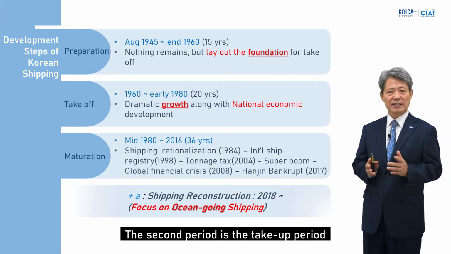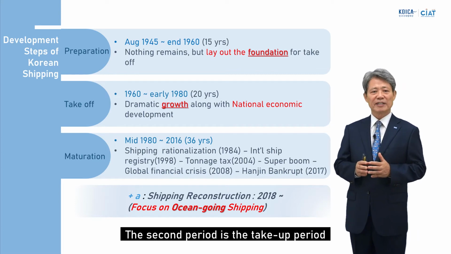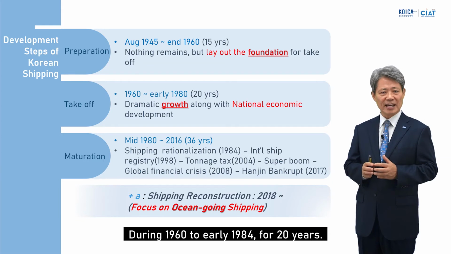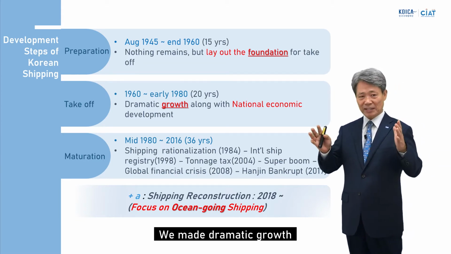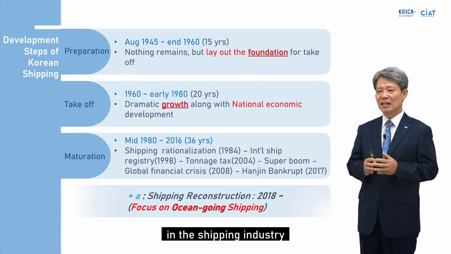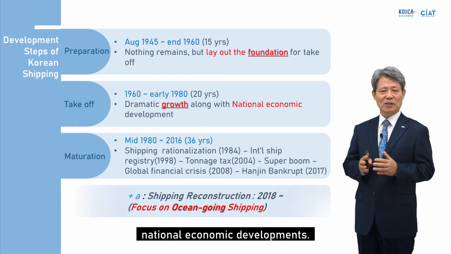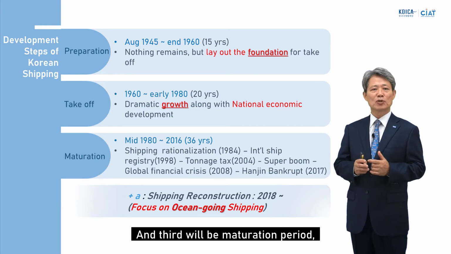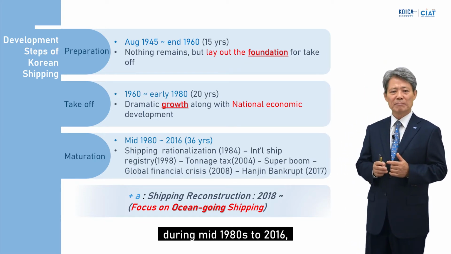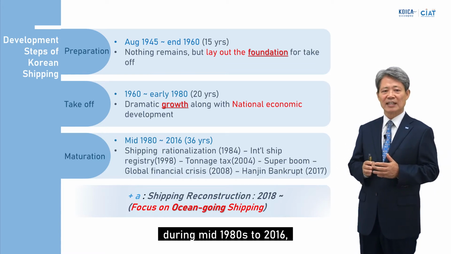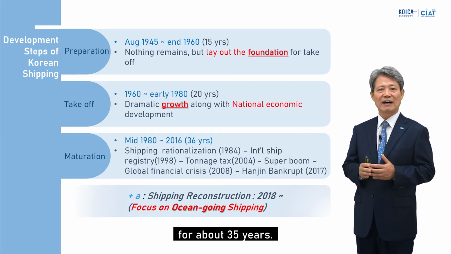The second period is the take-up period from 1960 to the early 1980s, for 20 years. We made dramatic growth of the shipping industry in line with the national economic developments. And third will be the maturation period from the mid-1980s to 2016, for about 35 years.